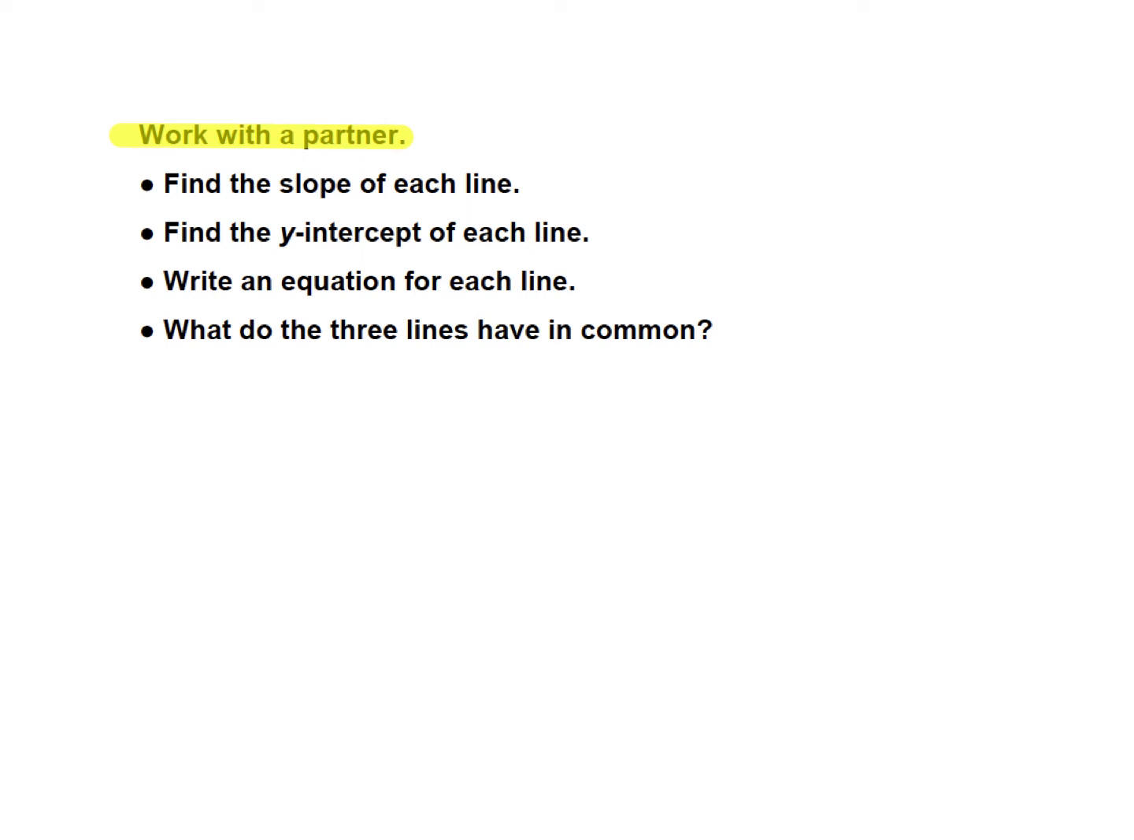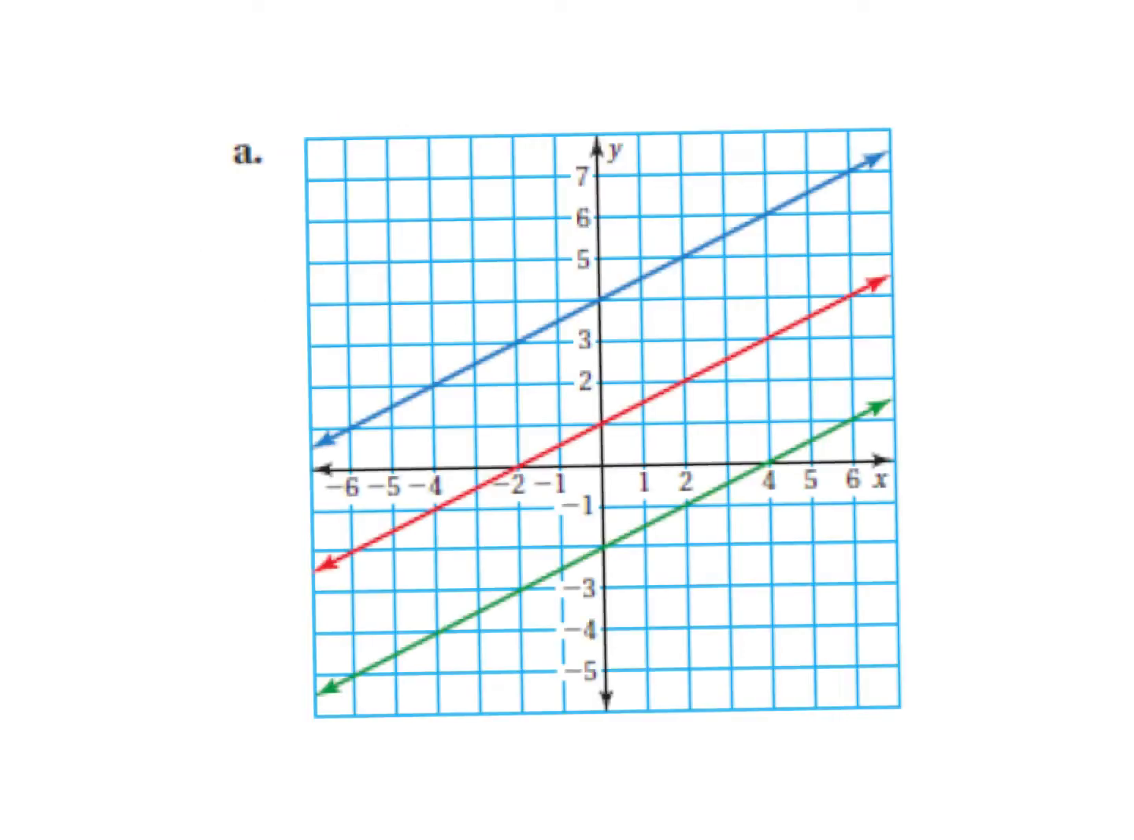So it says to work with a partner. We're not going to worry about that, but we're going to find the slope of each line, find the y-intercept of each line, and then we're going to write an equation for each line. So let's start with blue. Here's our y-intercept at 4, so y = something x + 4. And I'm going to go from this point to that point, so it's 1/2, so it's 1/2 x.